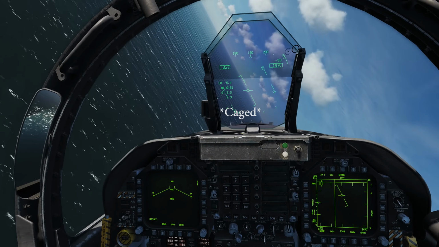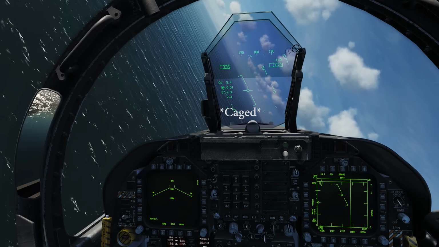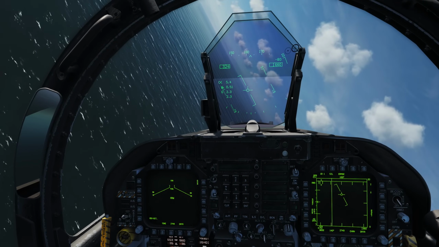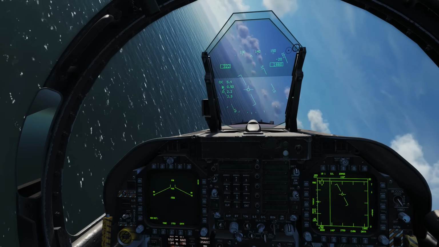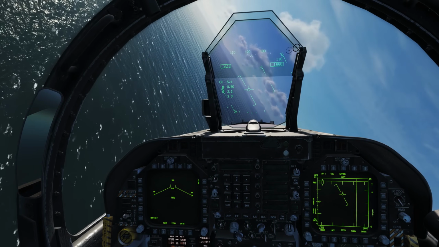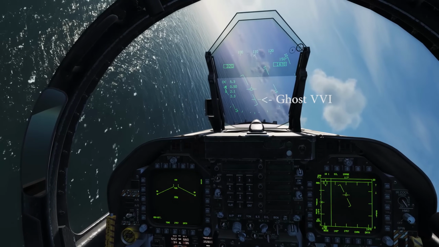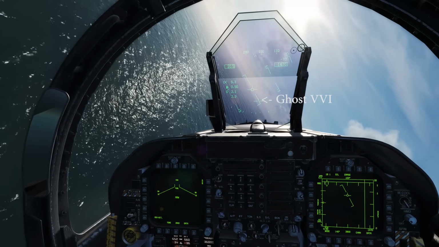Caging the HUD removes the effect wind has on the velocity vector, bringing it to the center of the HUD at all times. This makes it easier to see where your velocity vector is in relation to the descent during the approach turn. When caged, you should also see a ghost velocity vector indicating where the velocity vector would be if uncaged.